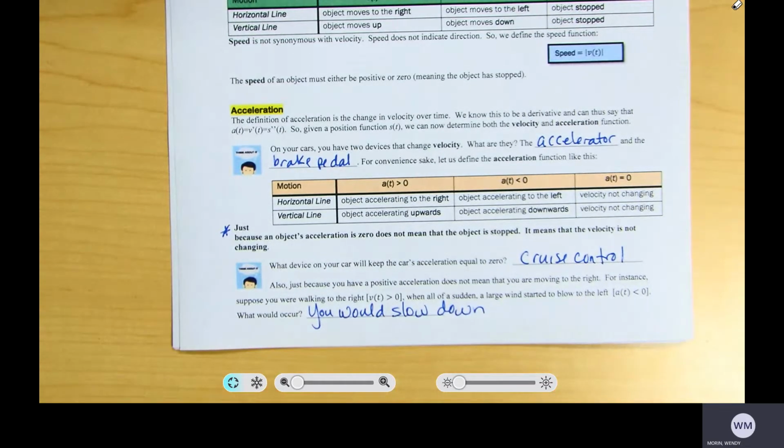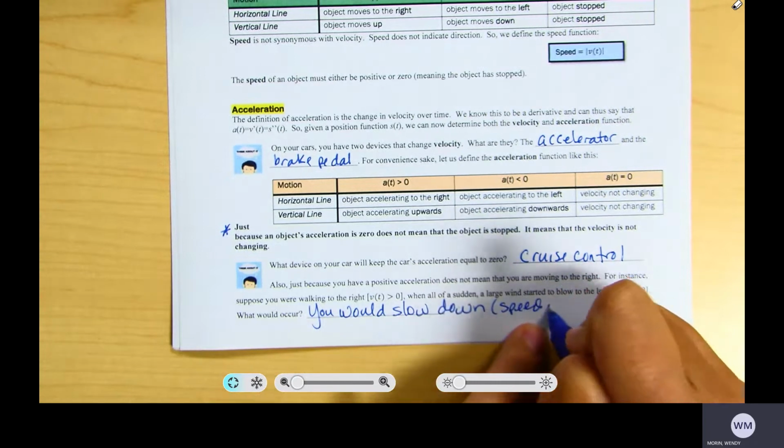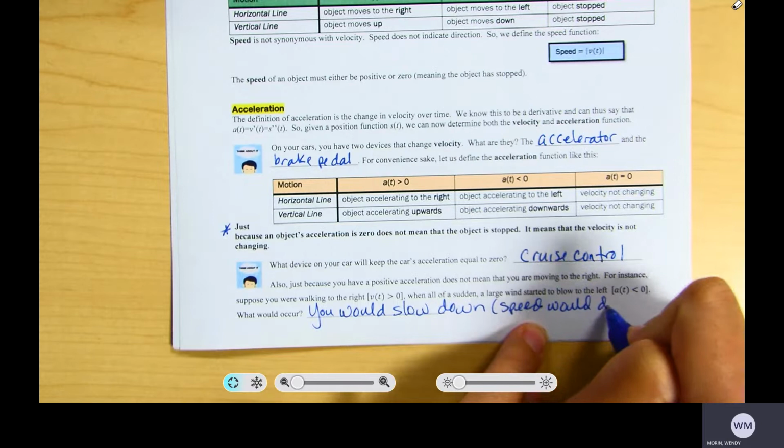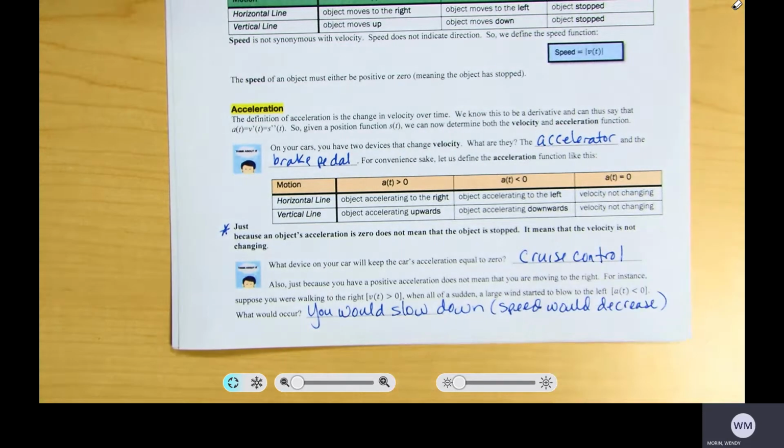Just like if you threw a ball up in the air, gravity would slow the ball down. You're throwing the ball up, gravity's pushing the ball down. You would slow down, which would mean your speed would decrease. And that's going to be important. When velocity is positive and acceleration is negative, you're going to be slowing down.